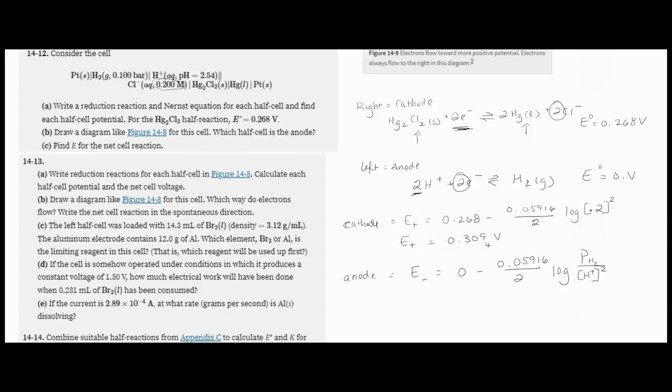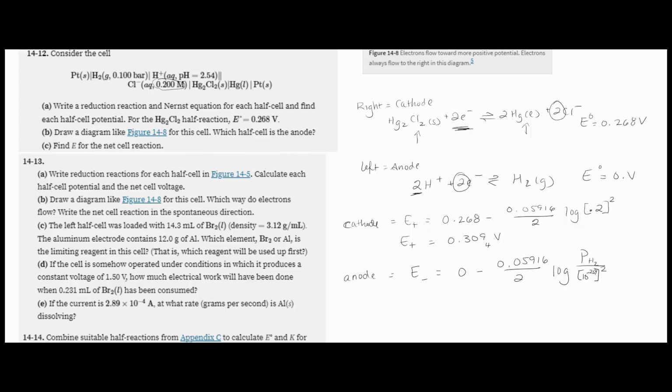So how are we going to find the concentration of the hydrogen ion? Well, remember what pH means. pH is the negative log of the concentration of the hydrogen ion. So if I have the pH, I can find that concentration. And the pH is given as 2.54. So the concentration of the hydrogen ion is 10 raised to the negative 2.54.